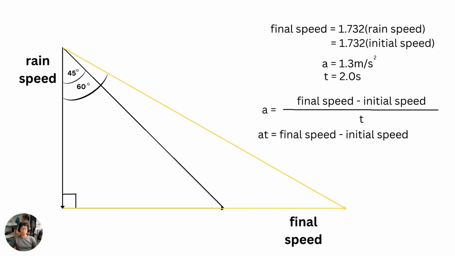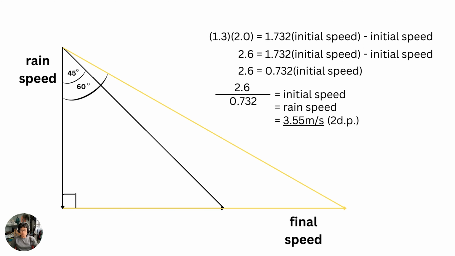So now we put them all together. Now we know that acceleration is 1.3 meters per second squared. We know that the time taken from point A to point B is 2 seconds. Okay, and knowing that acceleration is equal to the final speed minus the initial speed over t, we can rearrange that and multiply a and t together, and we can find the final speed minus initial speed. So we put in the values together. Okay, and we know that the final speed is equal to 1.732 times the initial speed.